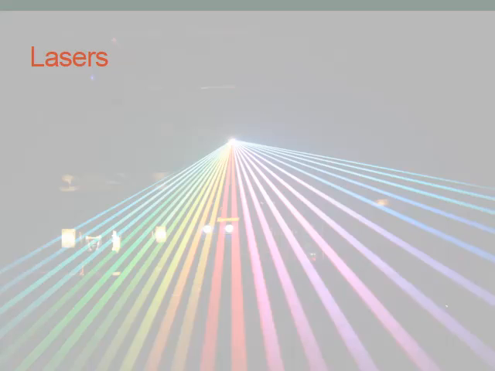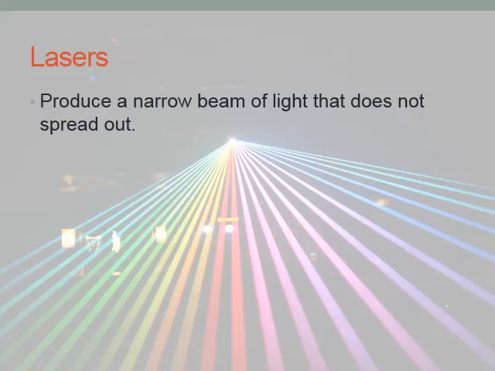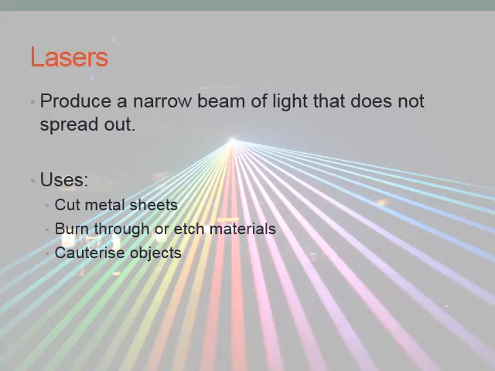The final thing is just a very quick thing about lasers that you do have to know for the exam. Lasers produce a very narrow beam of light that does not spread out. Whereas usually, let's say if you've got a light bulb, that's a terrible drawing of a light bulb, light spreads out from that source. Lasers do not do that. Lasers just produce a very thin beam of light.